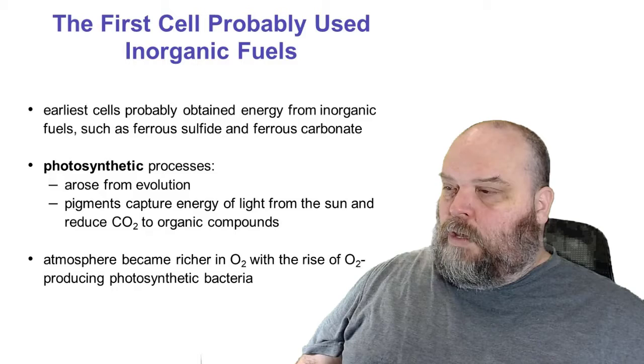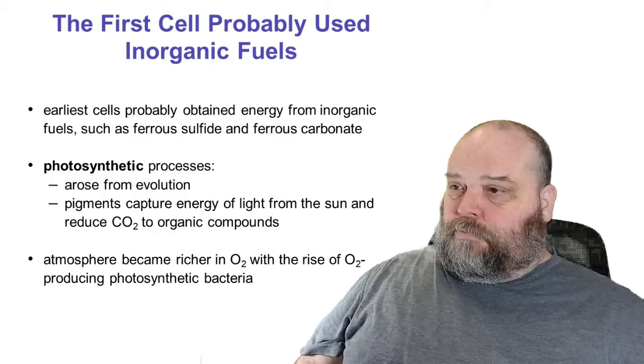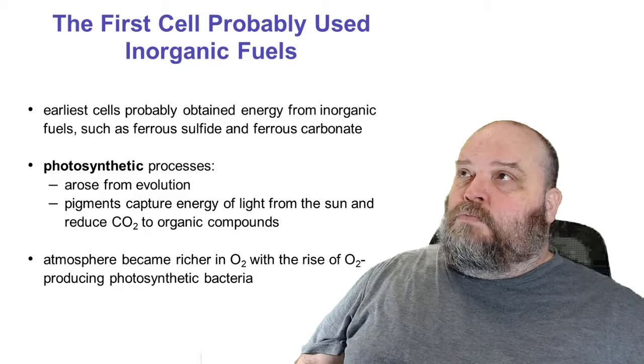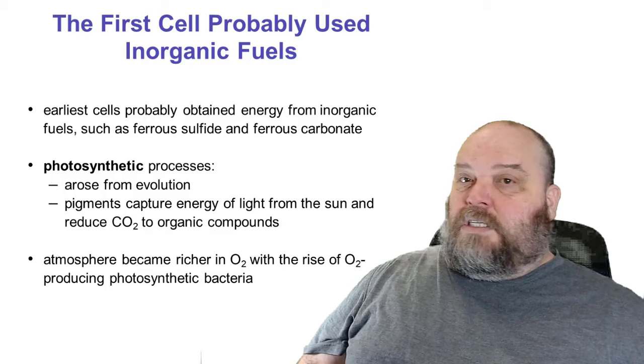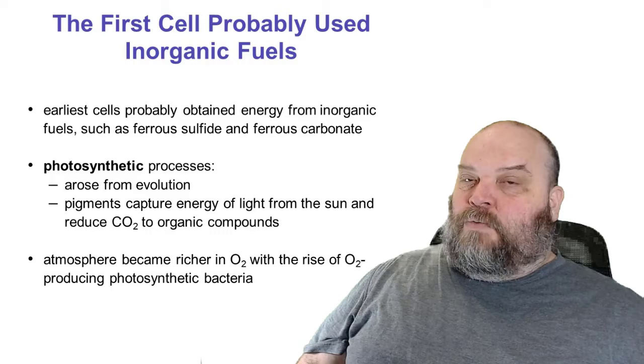Most cells couldn't do much with it. Some cells mutated over time and slowly began to accumulate pigments. A lot of those pigments didn't do anything. Some of those pigments started to vibrate when the sunlight, the photons of energy, hit them.